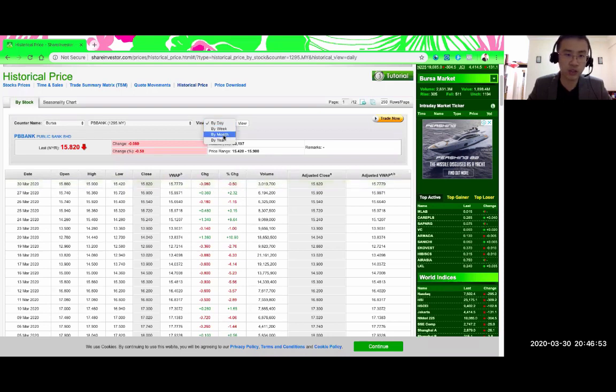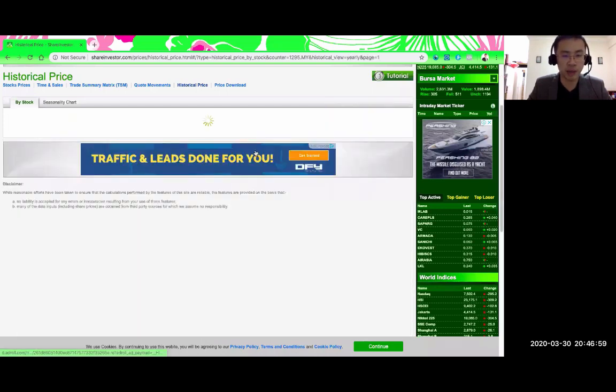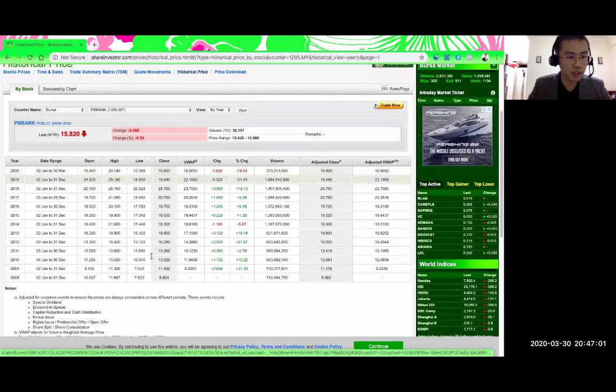Okay, if you want to see by year, you can also click this. Okay, just see by year. Then you know in 2009 the volume weighted average price is 6 ringgit 2 cents for Public Bank. In 2010 it's about 11 ringgit 94 cents average price. And in 2011 the volume weighted average price is 13 ringgit and 12 cents, and so on.